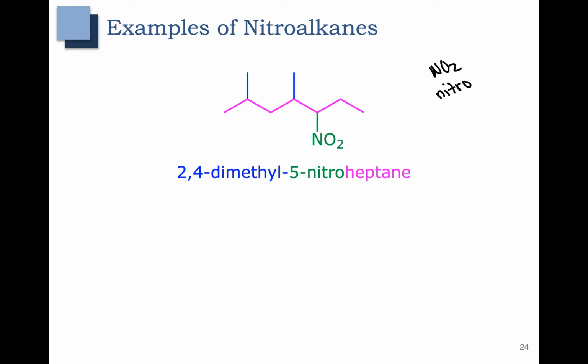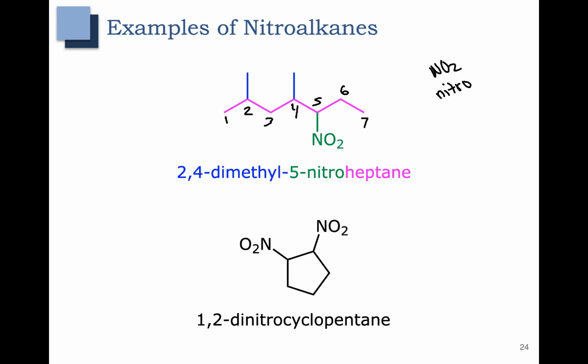We number from the left, 1, 2, to put the first substituent at position 2. If we were to number from the right, 1, 2, 3, we wouldn't get a substituent until number 3. So that means that we have our methyl groups at positions 2 and 4, and our nitro group at position 5.